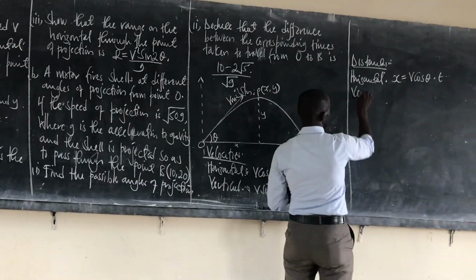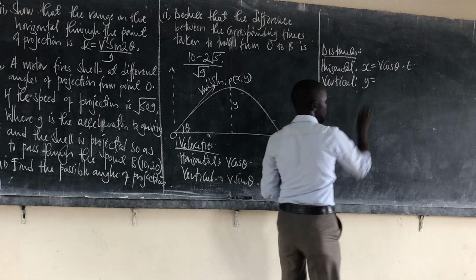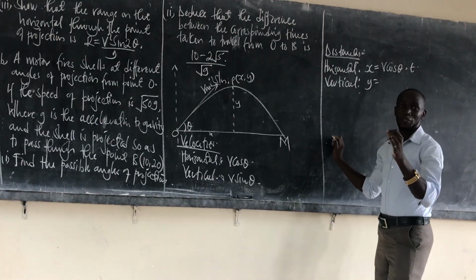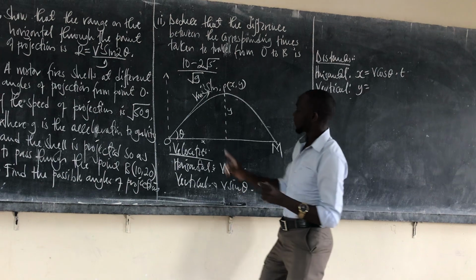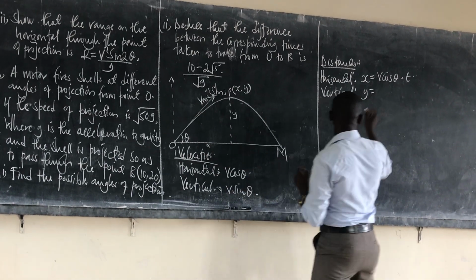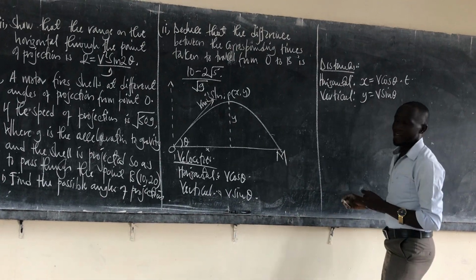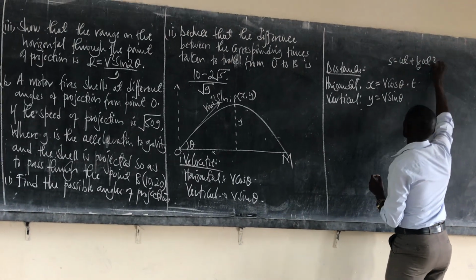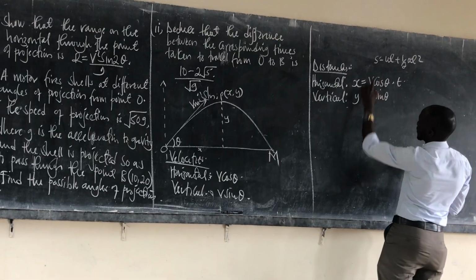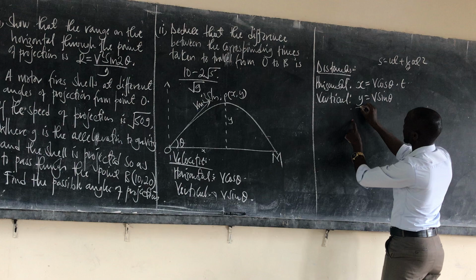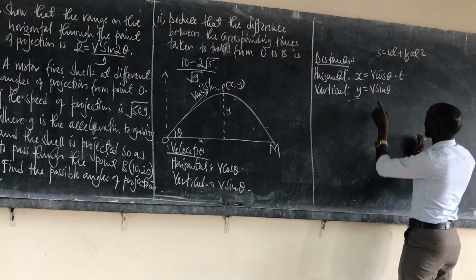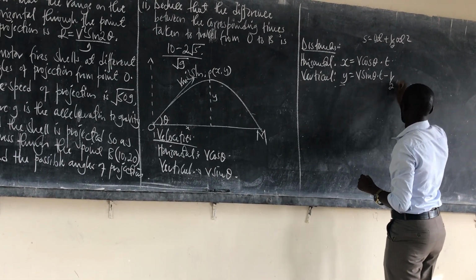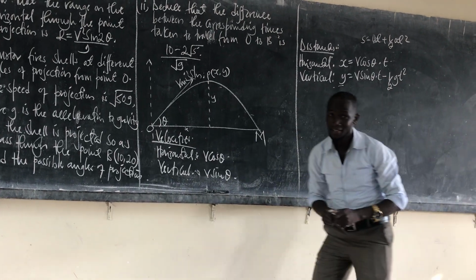Then vertical, that is y. y replaces s because you're talking about vertical movement. It would have been ut, but remember, they gave us the initial velocity as v, so it is v sine theta. We are using s equals ut plus half at squared. So s is substituted with y, and v sine theta represents the vertical initial velocity, times time, minus half g t squared. Why minus? Remember what we said previously?